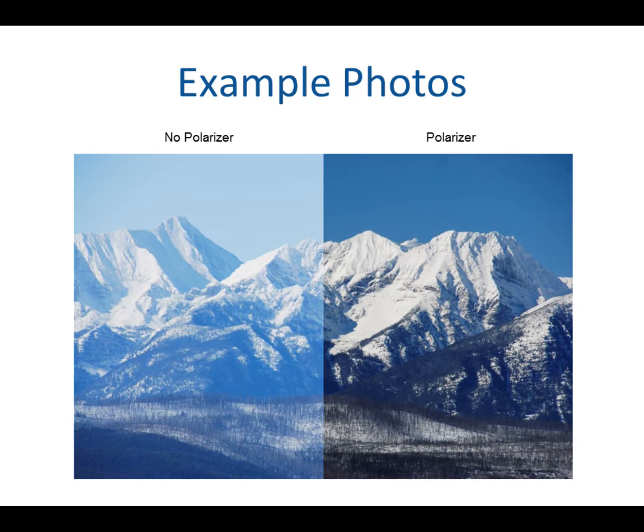And so that light is very polarized. So if you block it out with a polarizer, you reduce all those scatters, the reflections off those scatters, and the photo becomes much clearer.